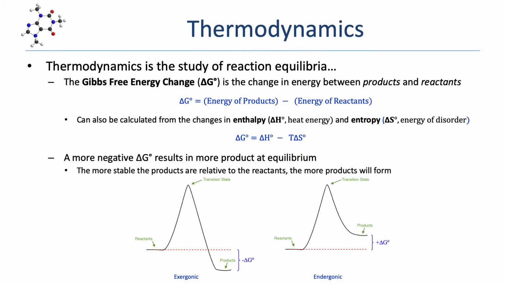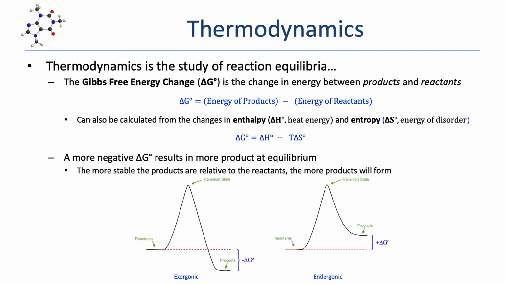Let's start by looking at thermodynamics. Thermodynamics is just the study of reaction equilibria. In other words, if you have a reaction going from reactants to products, and it's allowed to go backwards and forwards, how much product will form and how much reactant will be left.